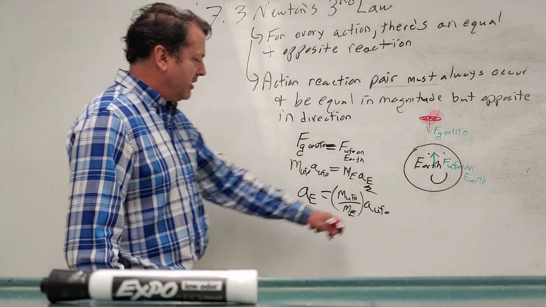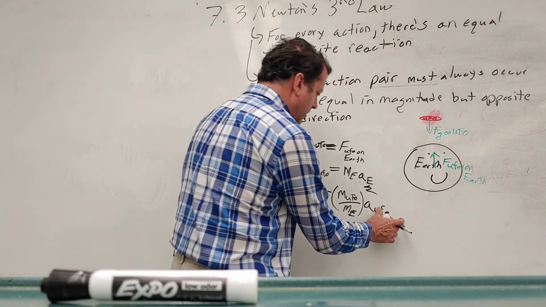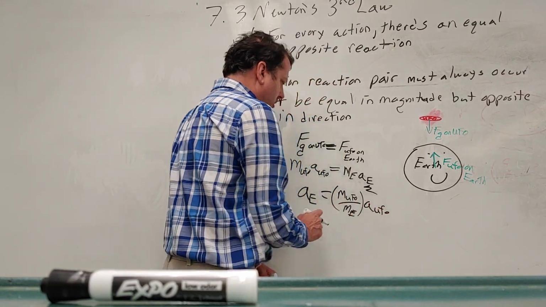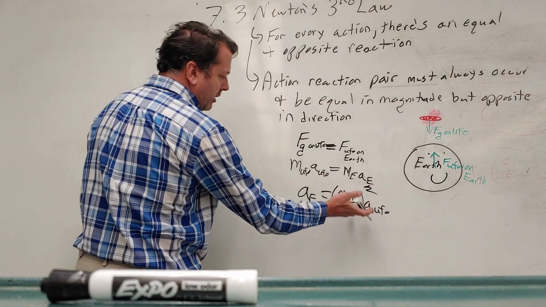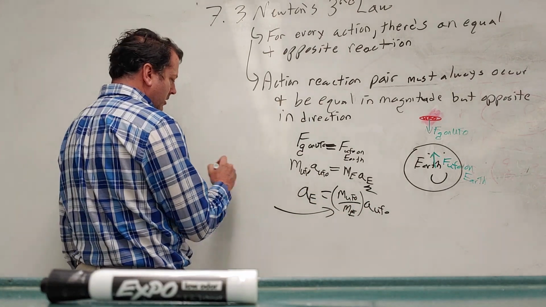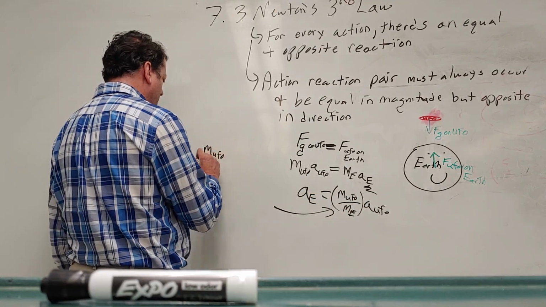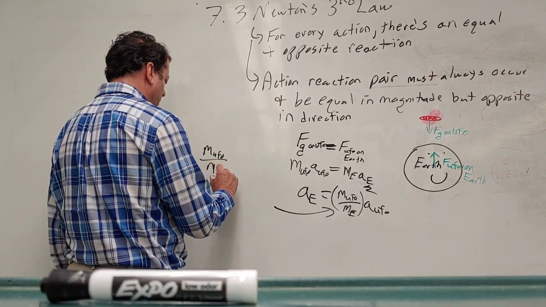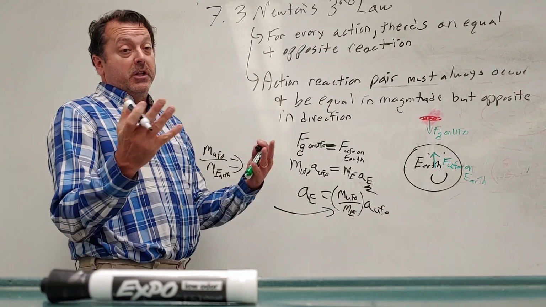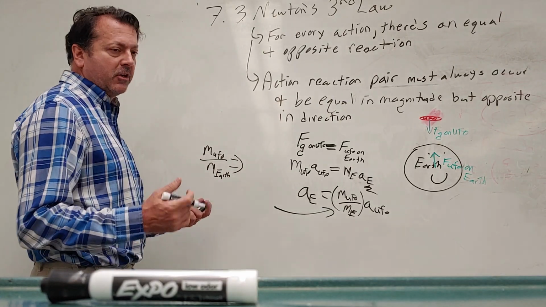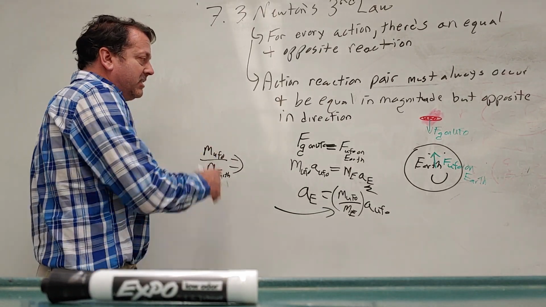Now, acceleration of the UFO might be pretty big. But what about this ratio here? Mass of the UFO over mass of the Earth. What's that going to approach? I hate to jump into the limit and all that stuff. But what is it really going to approach? Are they basically the same?